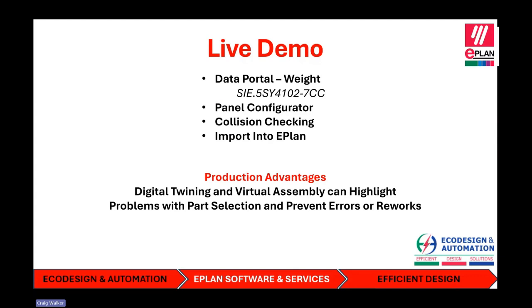So obviously the advantage, as I said, with digital twinning and this virtual assembly method is you can highlight problems and find problems with your part selection and prevent errors or reworks once you get your panel delivered and take care of things virtually beforehand.